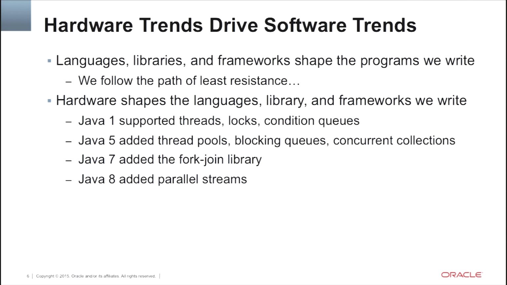As multi-core chips became popular, we added in Java 5 the java.util.concurrent library, where we added tools that made sense for that kind of computing model: thread pools and semaphores and blocking queues and concurrent collections, et cetera. And as core counts started to increase, we started to add tools for supporting parallelism. So in 7, we added the fork join library, and in 8, we added the parallel streams that work on top of the fork join library.